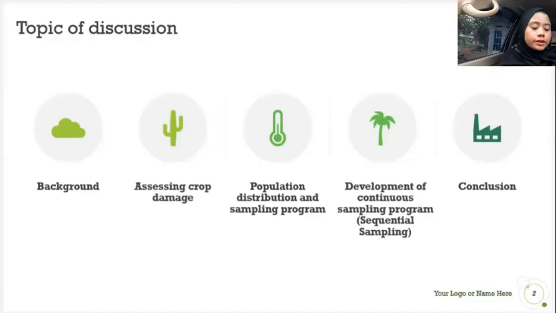Topic discussion. Number 1, background, assessing crop damage, population distribution and sampling program, development of continuous sampling program, and last, consultation.